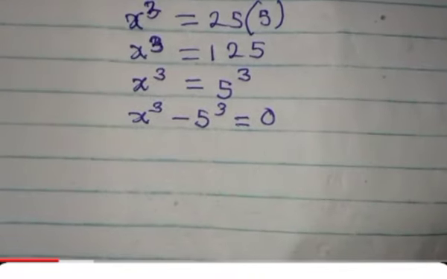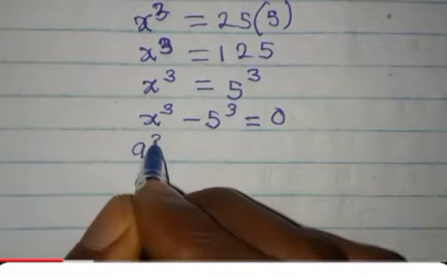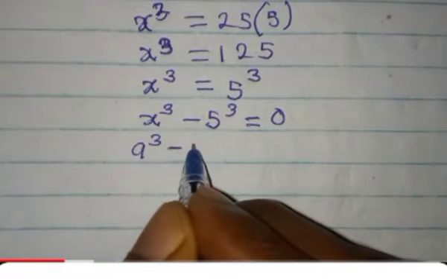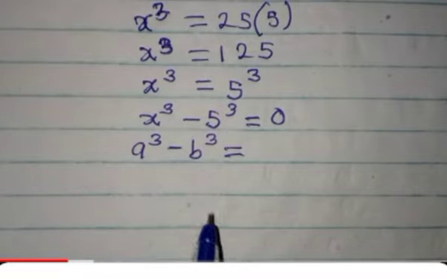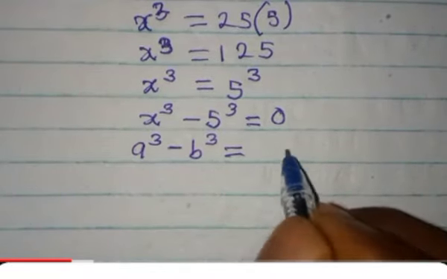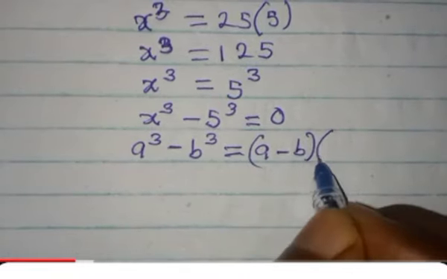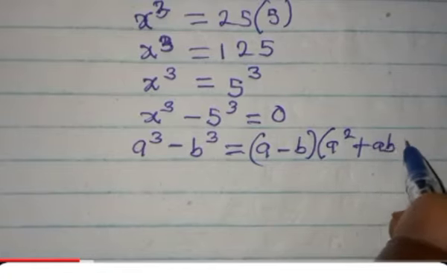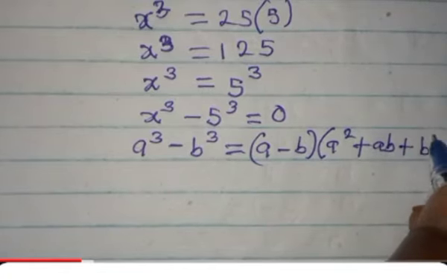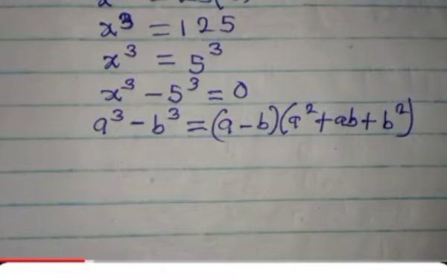Now remember this standard identity, if you can remember it. If you have a to the power of 3 minus b to the power of 3, do you know what this will give you? To be sincere, do you know it? Okay, this will give you (a minus b) into (a squared plus ab plus b squared). So this is what it will give us.